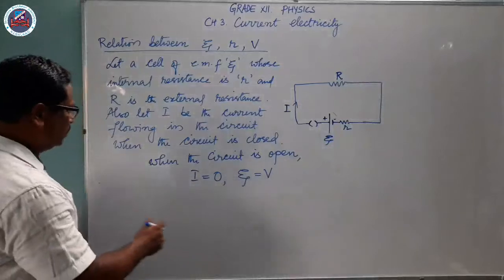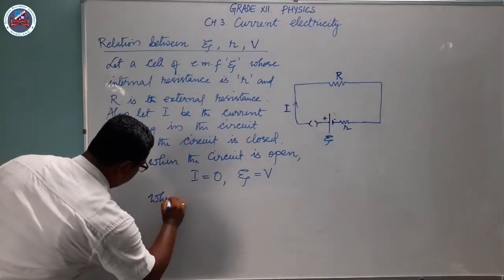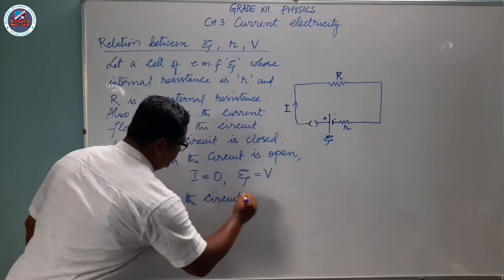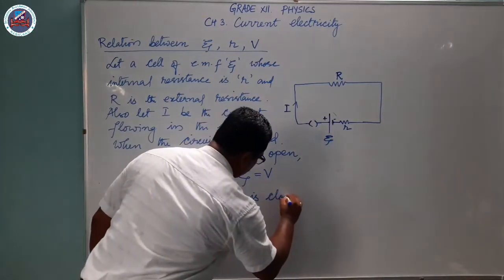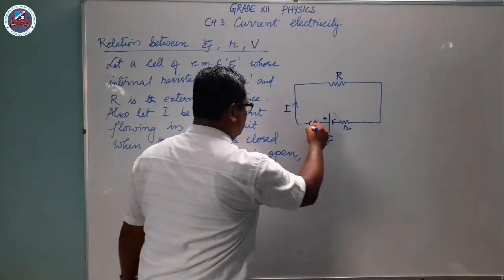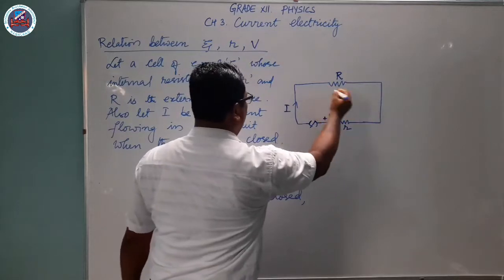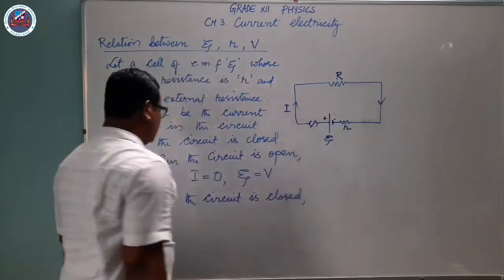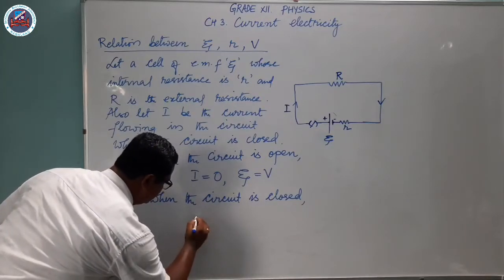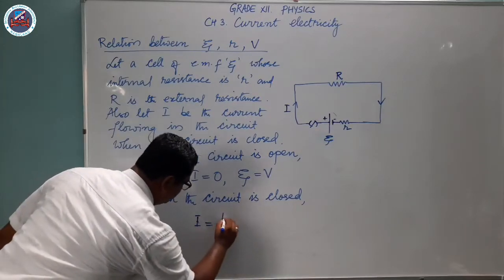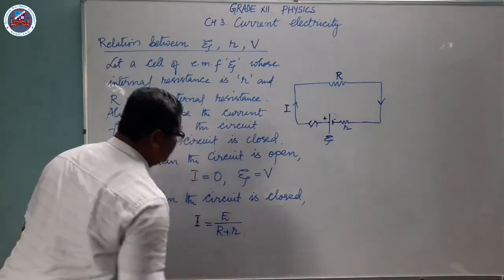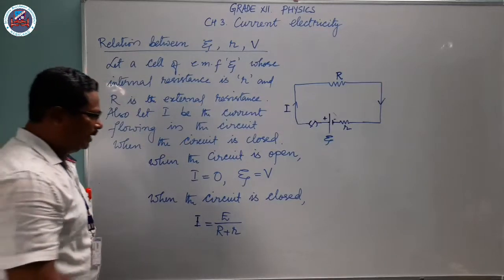But when the circuit is closed, the current flowing through the external resistance R, you can find out like this: current I is equal to the EMF of the cell divided by the sum of the two resistances, internal as well as external.